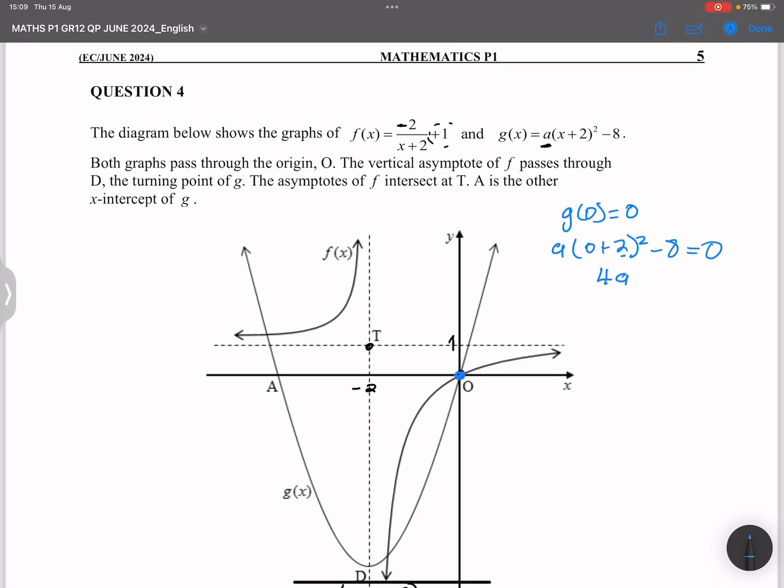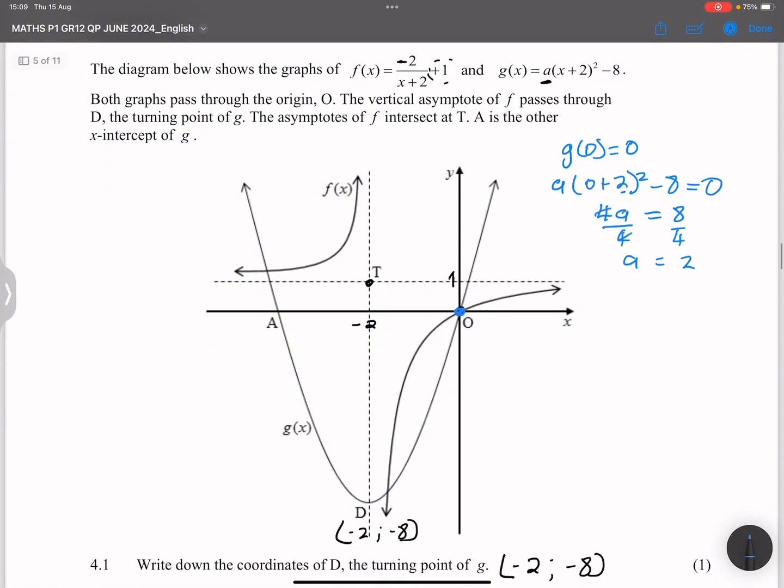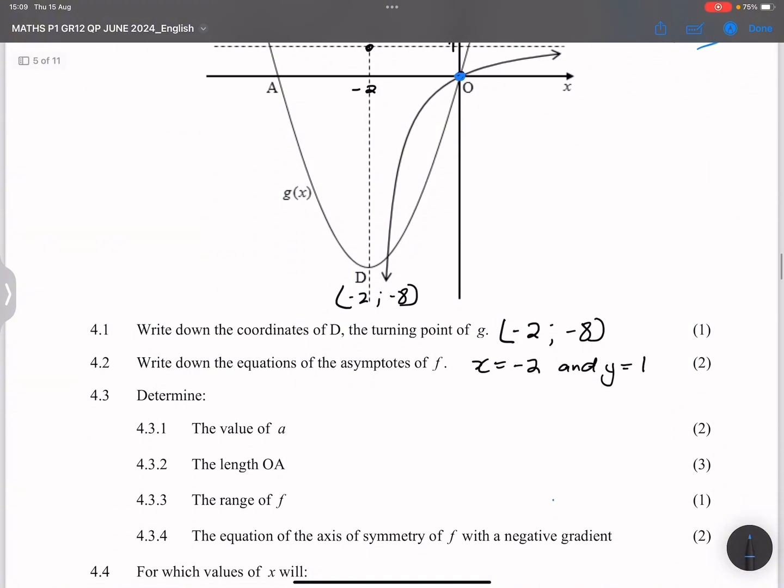4 times a is equal to, I'll take the 8 to the other side and I'll divide both sides by 4. And so a would be equal to 2. Right, so in this case, it means that my a value is 2. And of course, I'm expecting a positive value because that is a smiling parabola. Right, so our a value is equal to 2. Right, now they say to us, find the length OA.